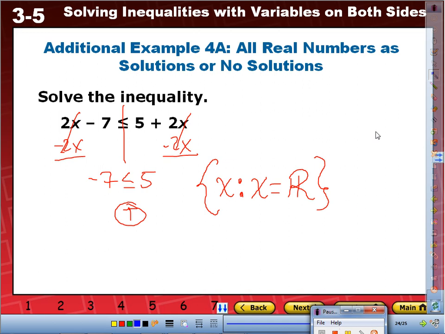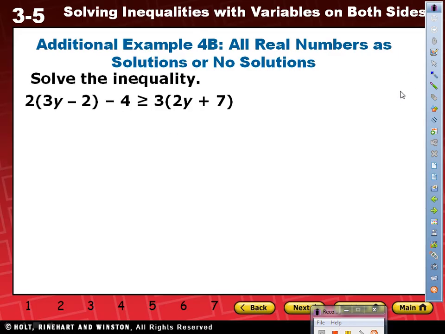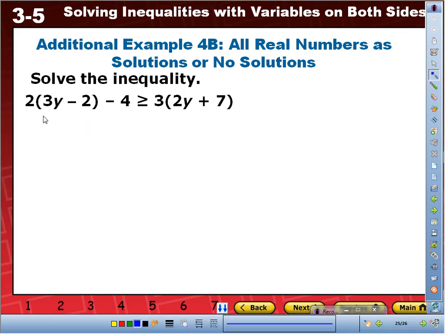Copy this next one down, please. Example 4B. It says, 2, open parentheses, 3y minus 2, close parentheses, minus 4, greater than or equal to 3, open parentheses, 2y plus 7, close parentheses. That's it. Let's do this one together. It's going to go pretty fast, but it's simple. Here we go.